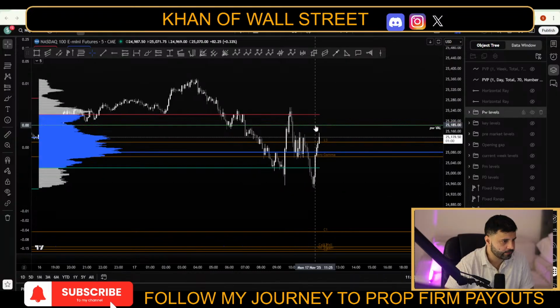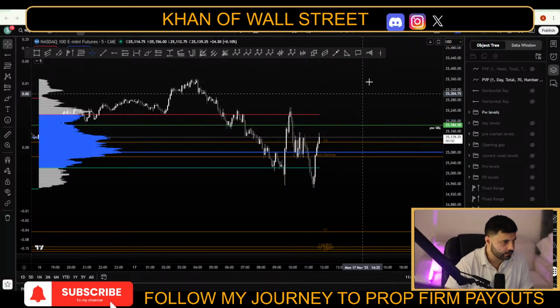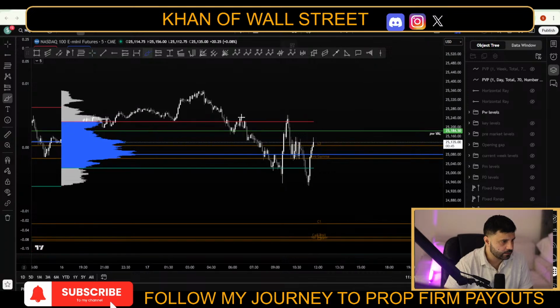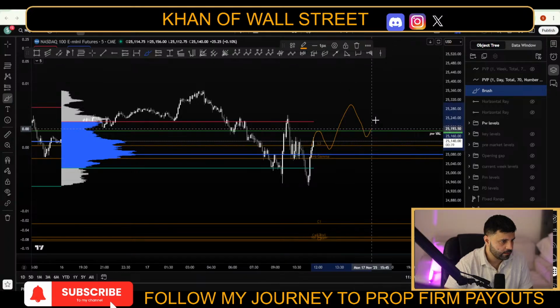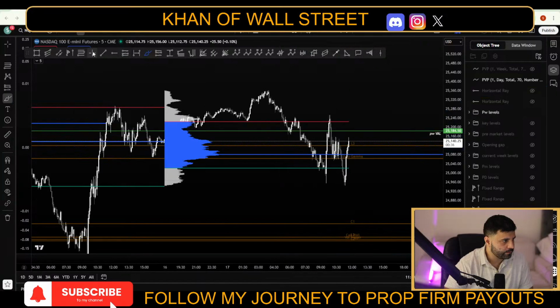NQ previous week value area low sits right in this gap. So that's probably your first rejection, 184. You'll see a small pullback and probably the market's going to rally. Or something like this maybe. Just an idea, but I'm happy.